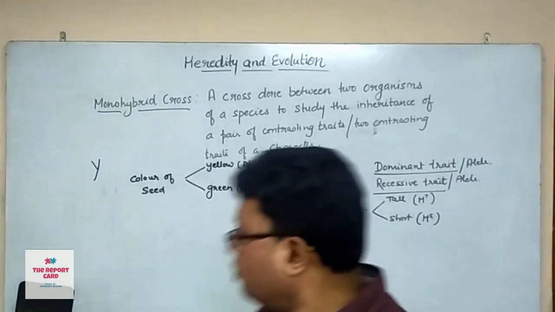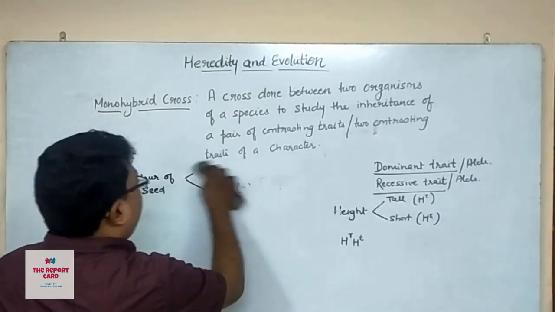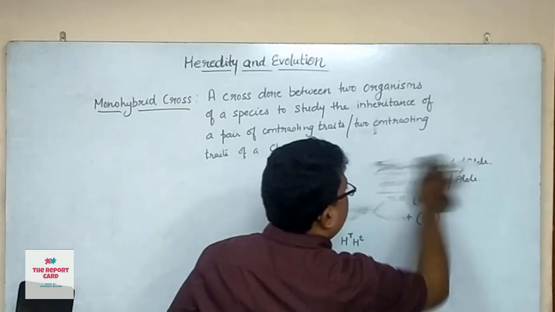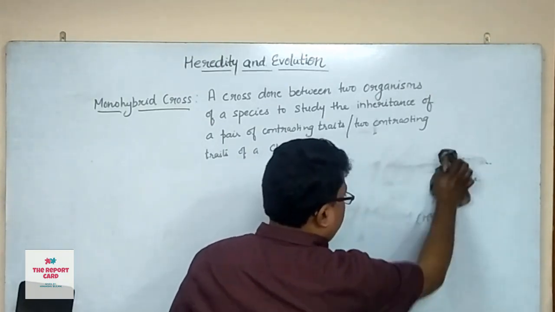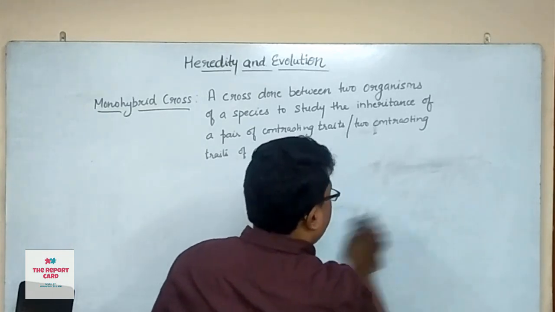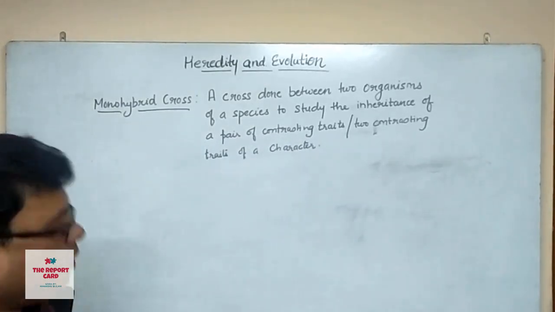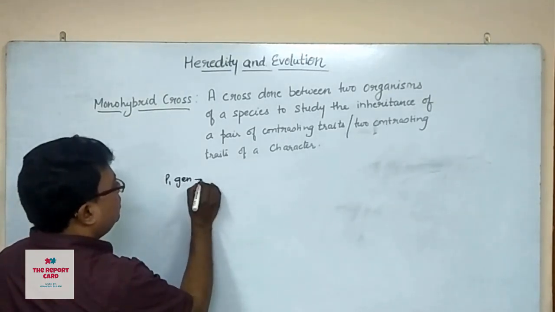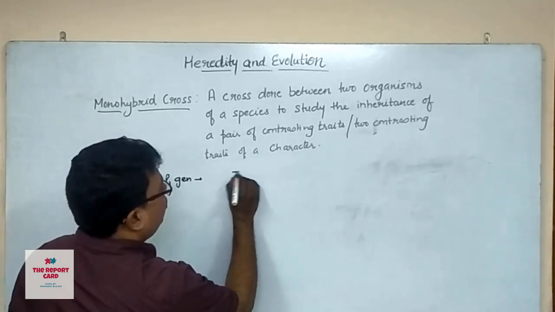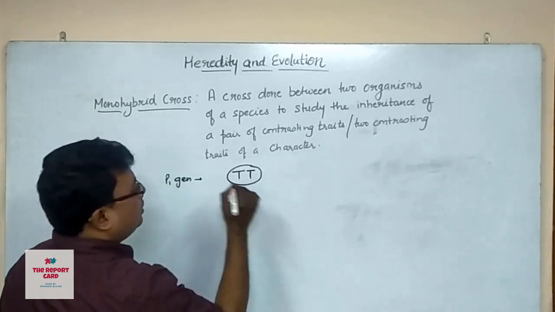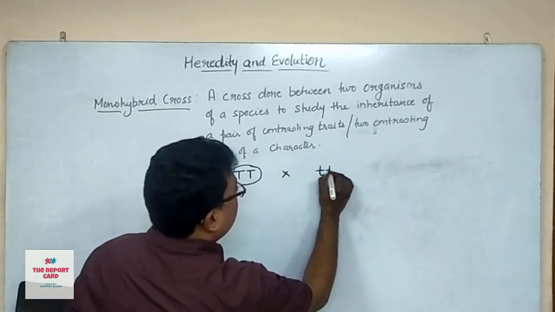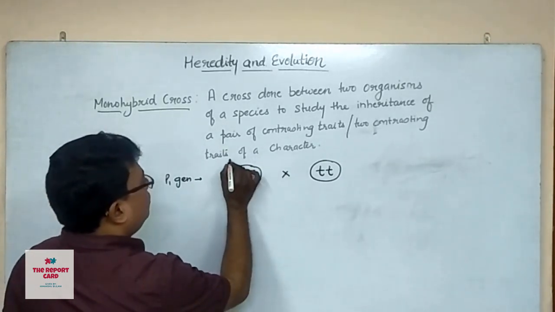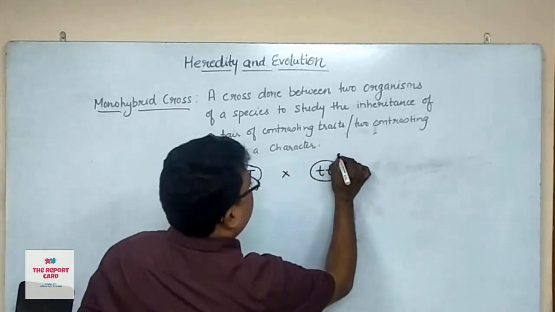I'm just going to write down the genotype and show you the crossing, the monohybrid cross. First we will write the P1 generation. How do we represent the tall? Capital T, and how do we represent short? Small t.